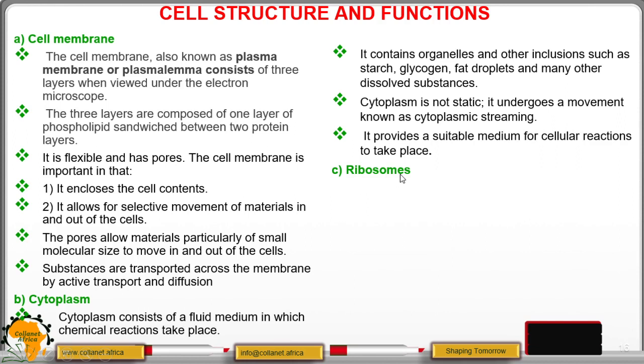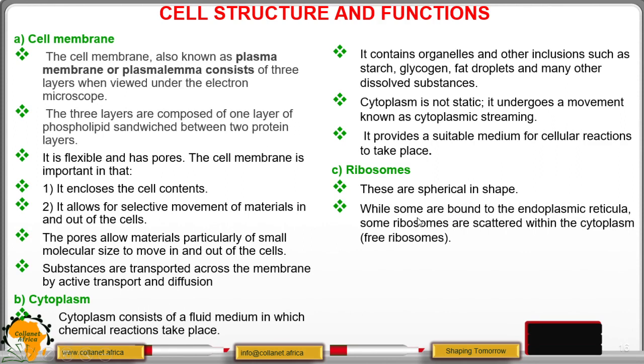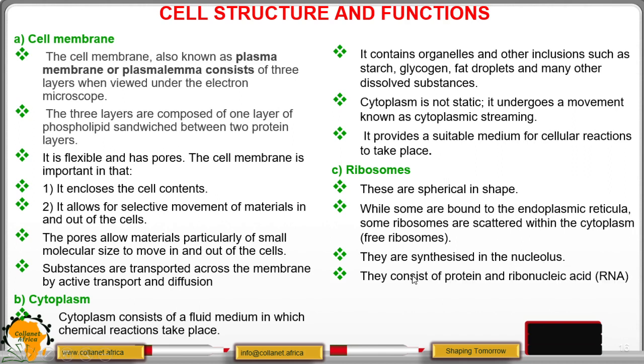We move to the ribosomes. They are spherical in shape. Some are bound to the endoplasmic reticulum. Some are scattered within the cytoplasm. They are manufactured in the nucleolus of the cell and contain protein and ribonucleic acid. The role of the ribosome is protein synthesis, or to manufacture proteins.